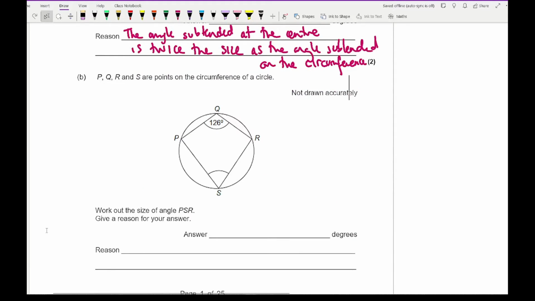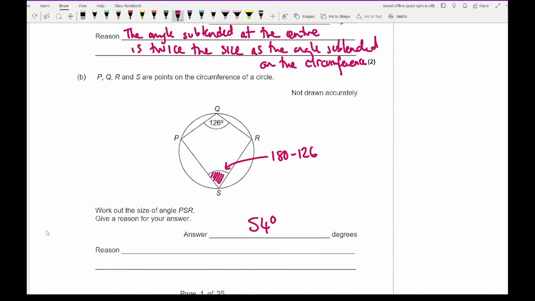So looking at B, it says P, Q, R, S are points on the circumference of the circle. Work out the angle PSR, which is what's highlighted here. In terms of this, I need to use the theorem involving the quad, which basically says that opposite angles always add up to 180. So to work out this angle, all I need to do is 180 minus 126, which gives me 54 degrees.